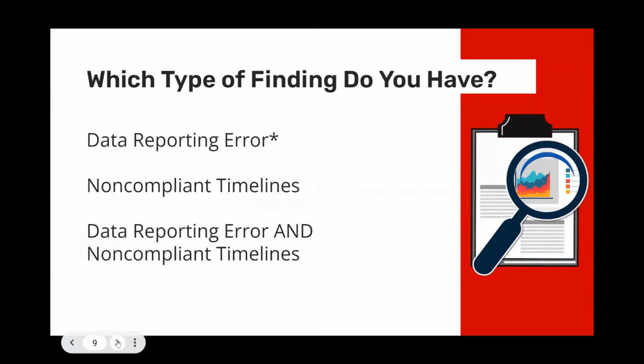So you might be wondering, what type of finding do you have? When you go into your profile, you will want to look at your information and at your data. If you believe you have a data reporting error, you take certain actions. And if you have a data reporting error, then the SST is not a required member to help out with this process, but we of course are always willing to help if you have questions. You may have a non-compliant timeline, or you may have both a data reporting error and a non-compliant timeline. So again, you're going to want to look at your profile to determine which type of finding you have.